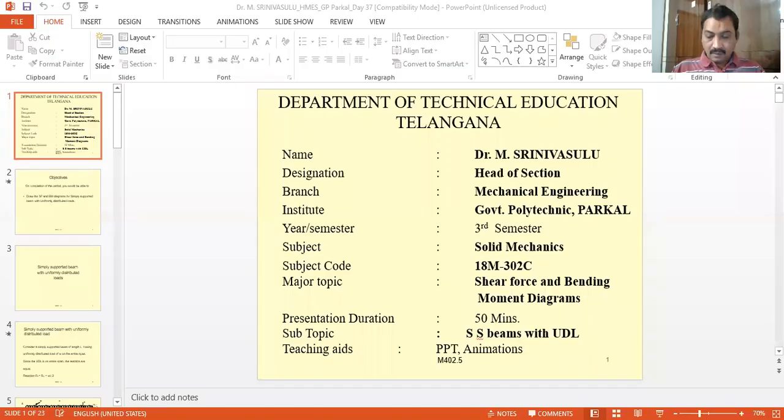I am sharing the PPT for today's class. The topic is simply supported beam with UDL. For this, first of all, we have to derive the equation, then we can solve the problems also.